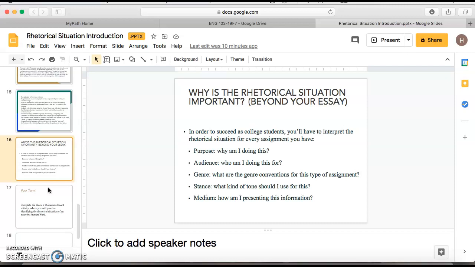So if you keep these questions in mind, it's really easy to break down what does my professor want and how can I accomplish it. So for purpose, obviously you ask yourself, why am I doing this? Why does my professor want me to do this? Why does the GRE want me to do this? Why does my employer want me to do this?